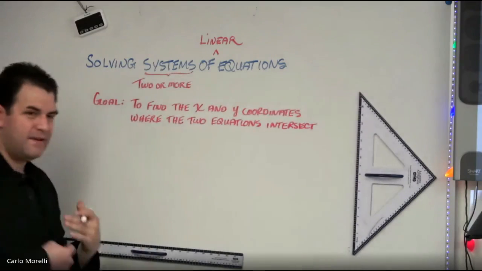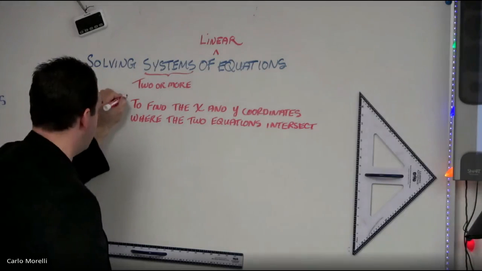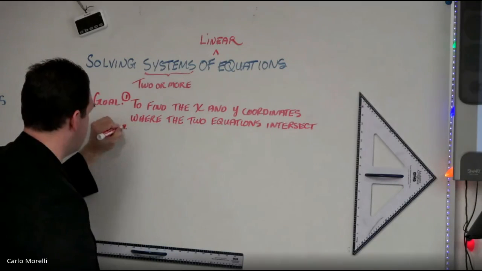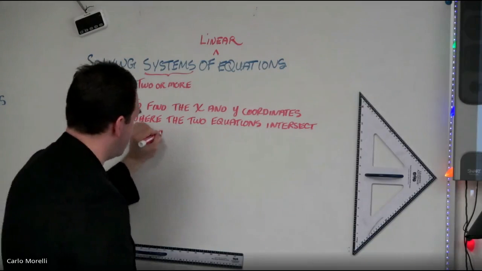The way my teacher said is you have to find x and then you have to find y. So I'll put that as the second definition or the second goal. You find x and y. You have to find both x and y.